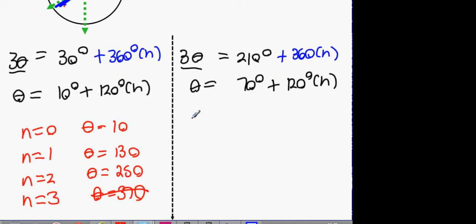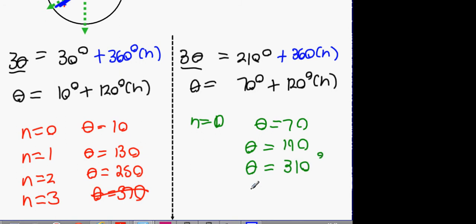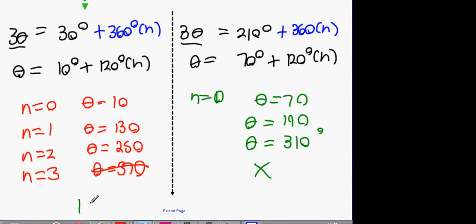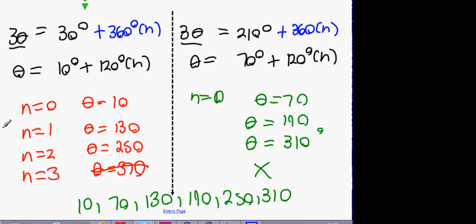Let's try this side. When n equals 0, I always start off with n equals 0. 70. Next one, 190. After that, 310. After that, too big. Here's all our answers. If we list them in turn, we're going to get 10, 70, 130, 190, 250, 310. Okay guys, let's do another one.